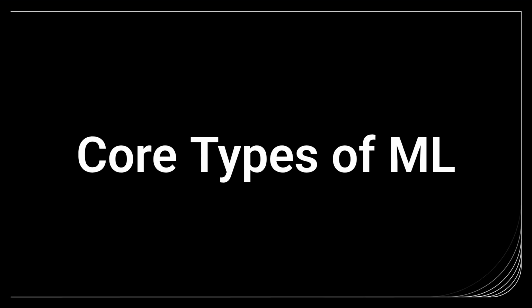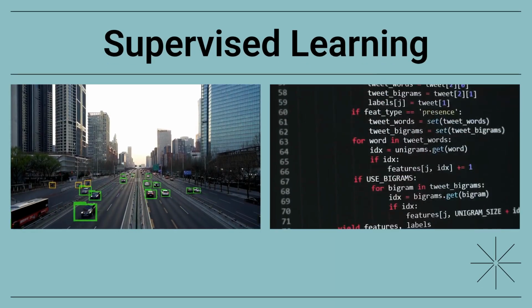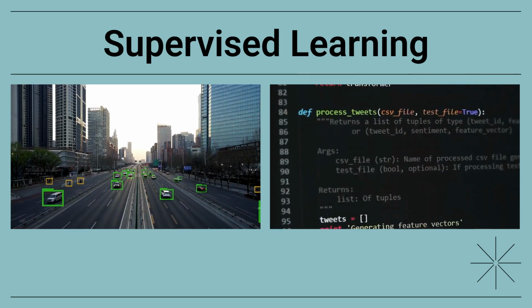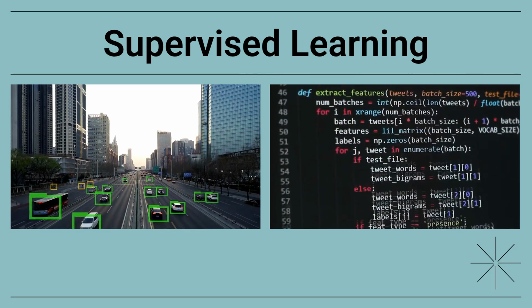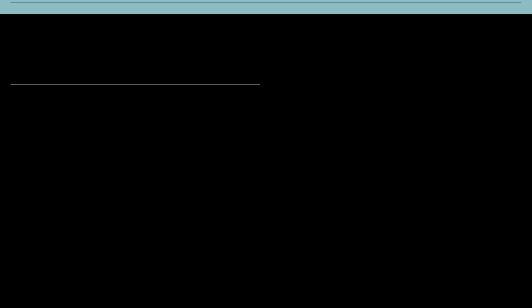Machine learning generally falls into three core categories, each serving a different purpose. Supervised learning uses labeled data to train models to make predictions. Think classification or regression tasks, like identifying objects in images or predicting stock prices.